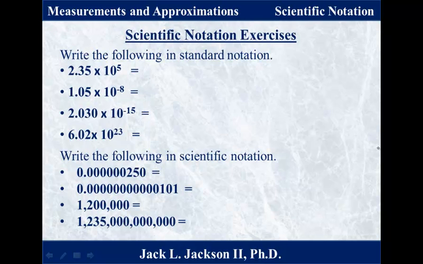Here are some examples of what these first 4 look like in scientific notation. We have a non-zero number, point, some other digits. All the digits you see in this first part are significant. So let's look at this. This is 3 significant digits, 3 significant digits, 4 significant digits, and 3 significant digits in these 4 exercise problems.